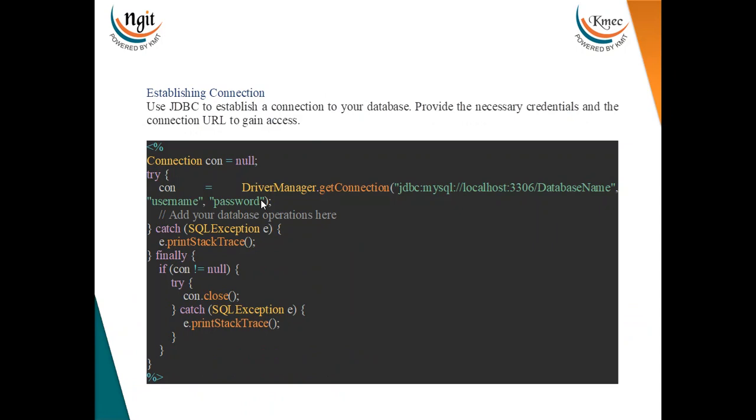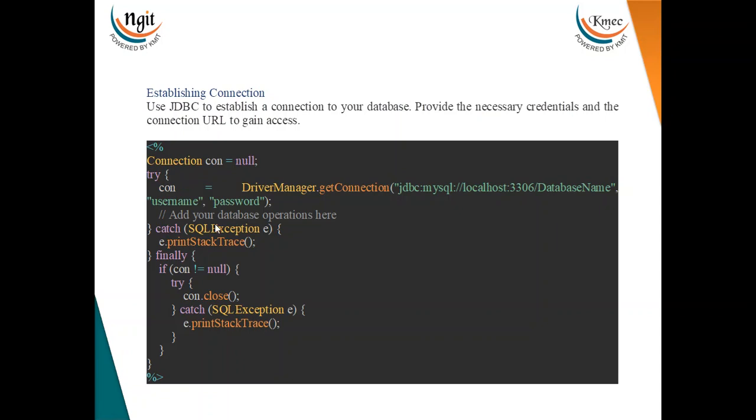In the same way, where your database is residing, what the username and password are, those have to be given for establishing a connection. DriverManager.getConnection, and the same way Connection con equals null is given earlier, later used in the try block. When the connection is established, providing the URL for your database and the username and password for it, add your database operations. Here you can add inserting or whatever operations you want to perform on the database; those can all be included here.